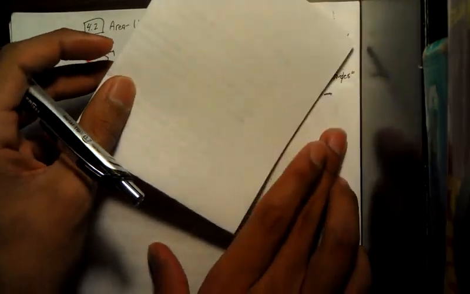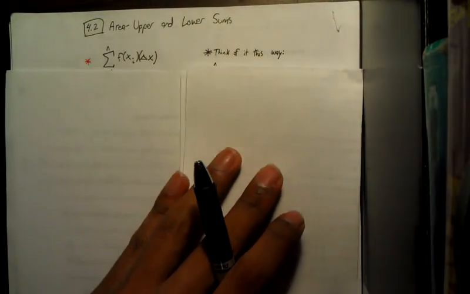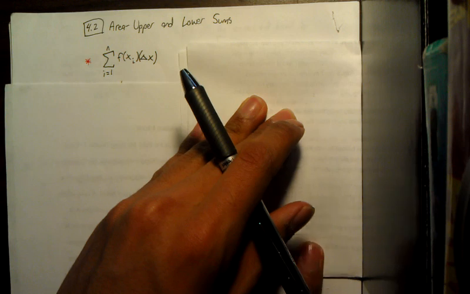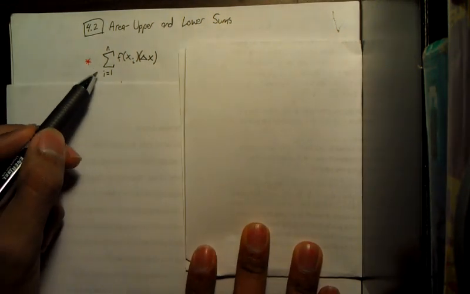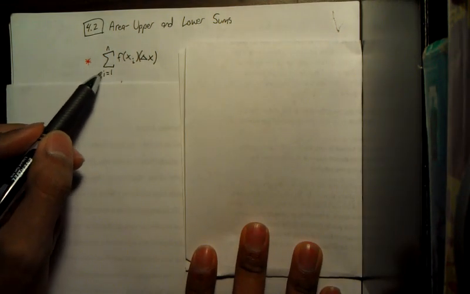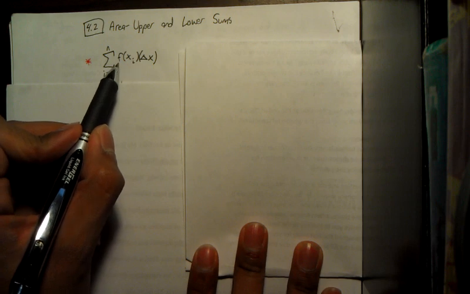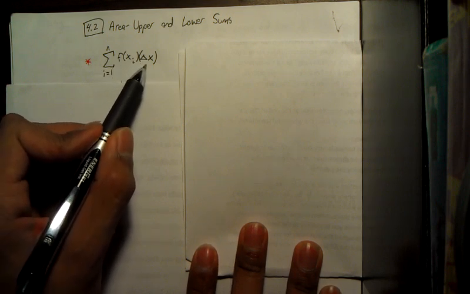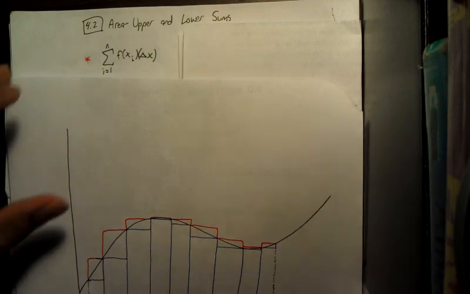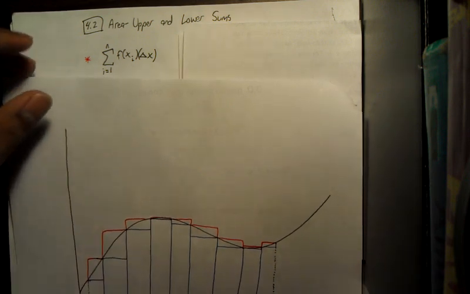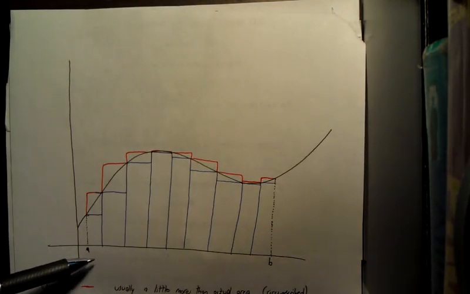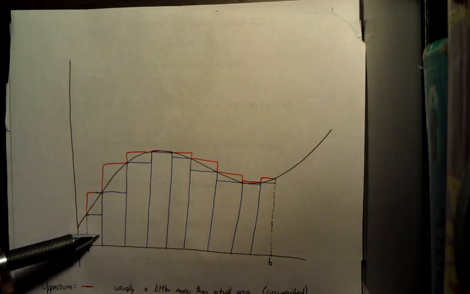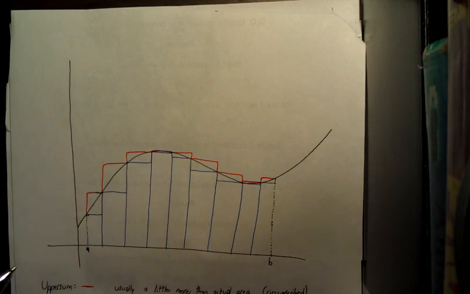So the formula for the basic upper and lower sums is right here, where you've got the sigma notation again, and then you have f of x sub i times the change in x. Now, if I look back at this picture, the f of x sub i is going to correspond to how high the rectangle is.